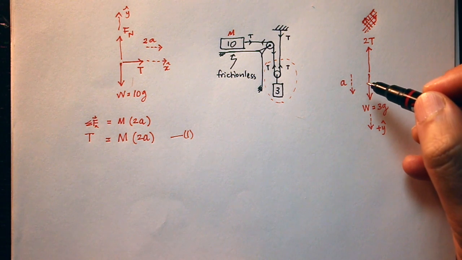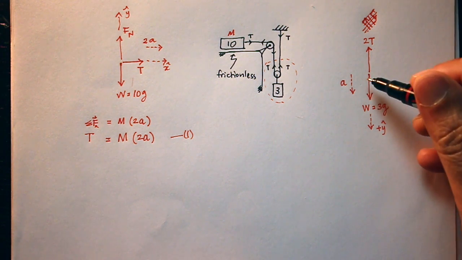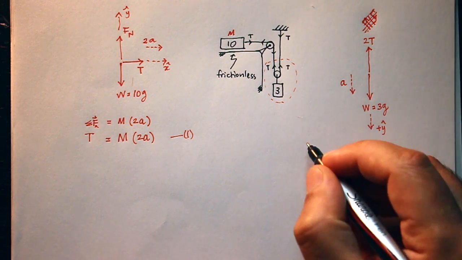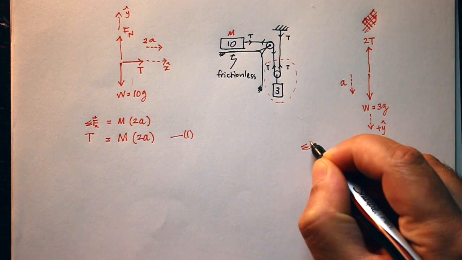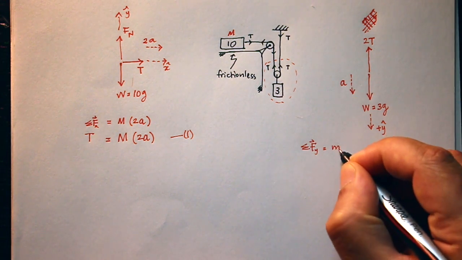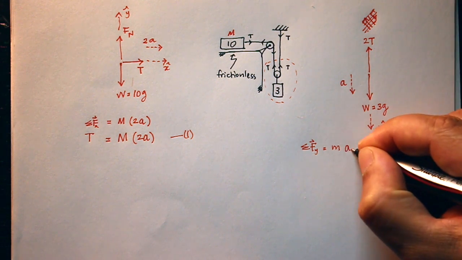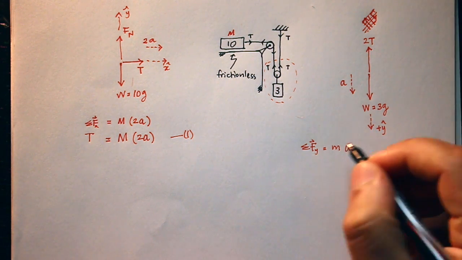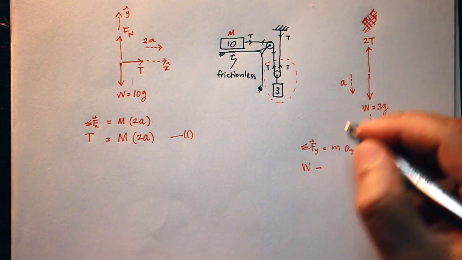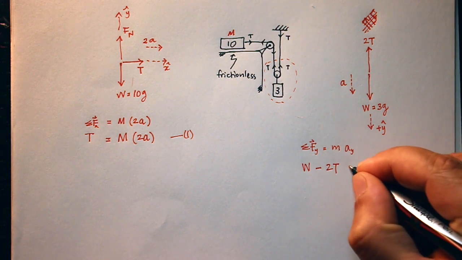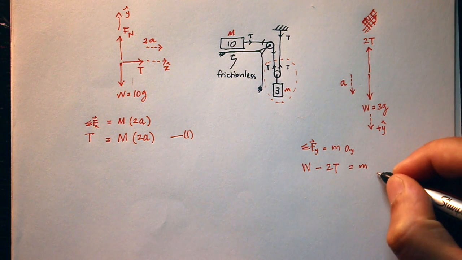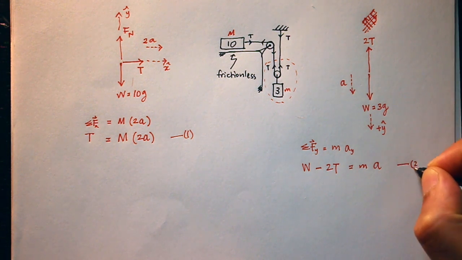And then I'm going to write my net force to be equal to things that are in the positive minus things that are in the negative. So in this case, it's going to be the net force in y is equal to the mass times the acceleration in y. And the net force in this case is going to be W minus 2T, and that's going to be equal to the small mass multiplied by the acceleration, which is A. And I'm going to call that equation 2.